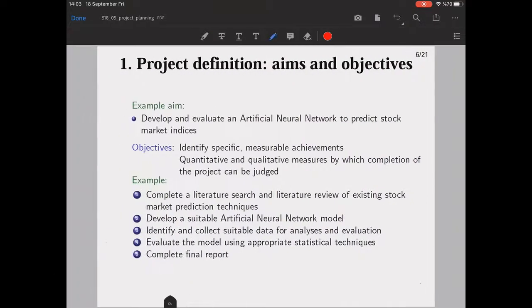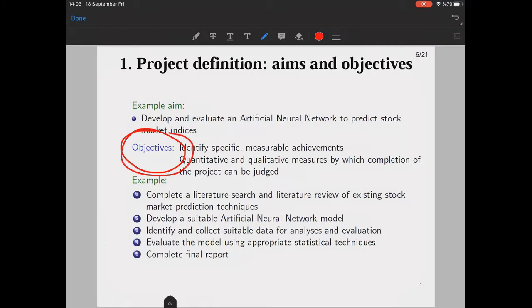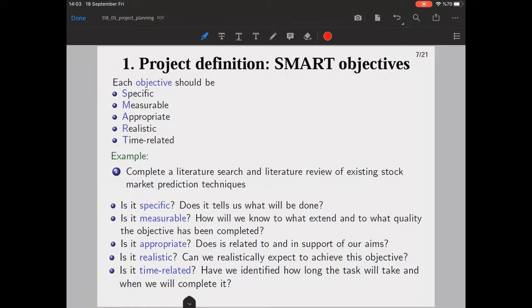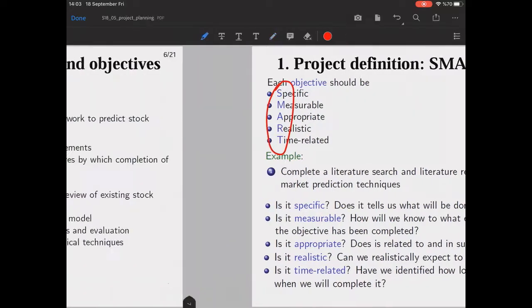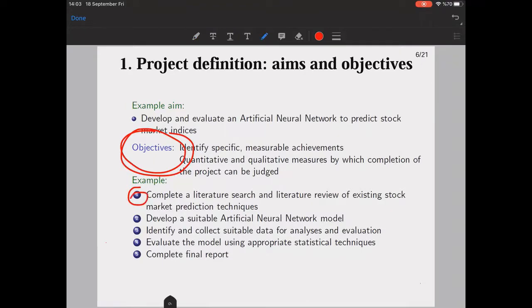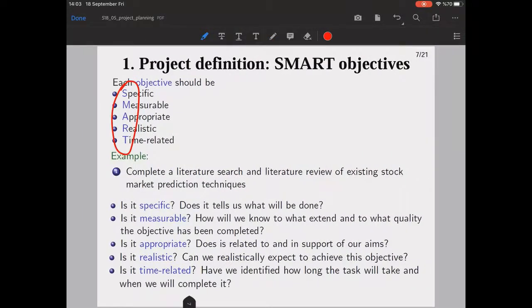Now, these objectives here should be SMART. What do we mean by SMART? The first letters of the properties here. Each objective should be specific, measurable, appropriate, realistic, and time-related. As you see, these are briefly called SMART objectives. For example, let's take only one of those objectives and think about it in advance: complete a literature search and literature review of existing stock market prediction techniques.